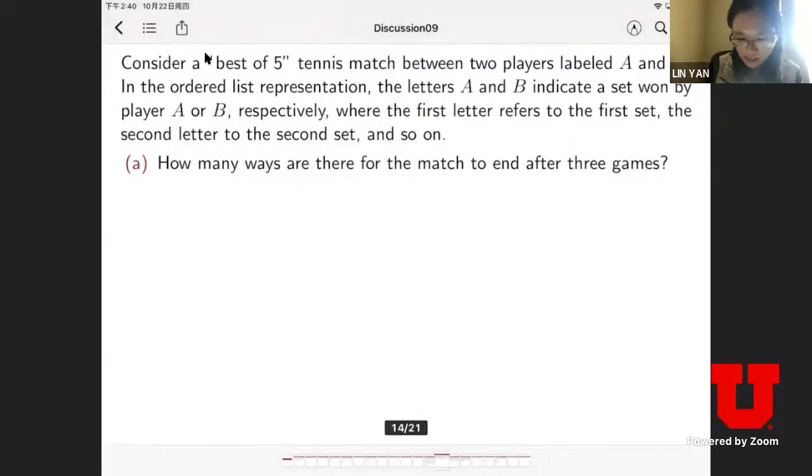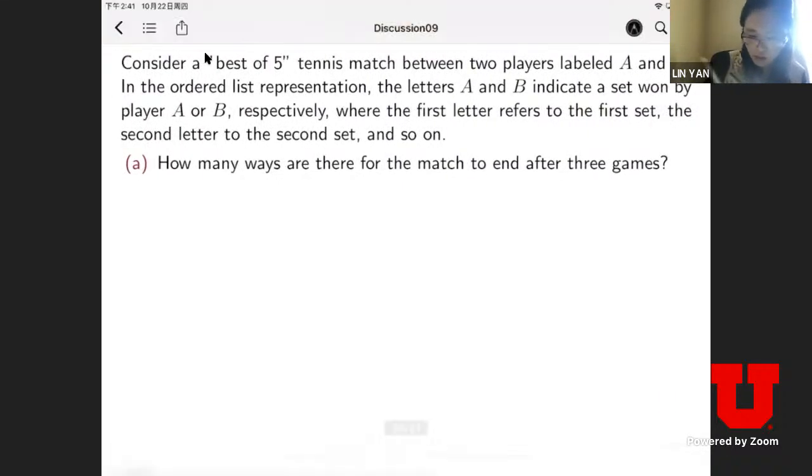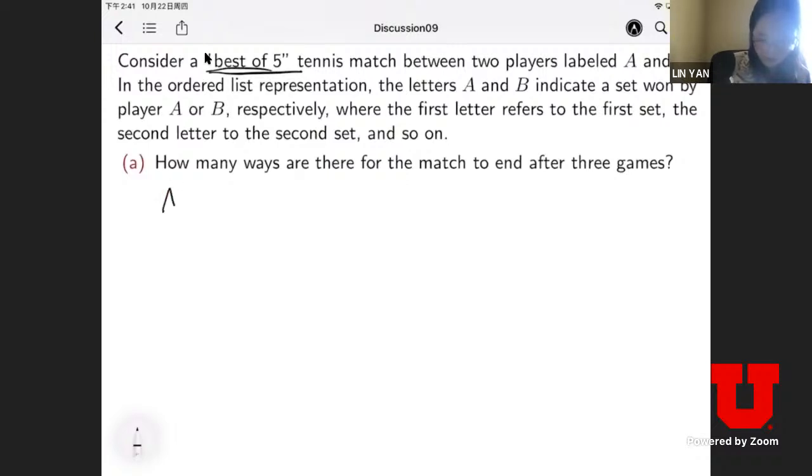Okay, let's think about it. If we want the match to end after 3 games, it means that we have a winner after 3 games. And the best of 5 means A or B wins 3 sets. So it can be either AAA or BBB.